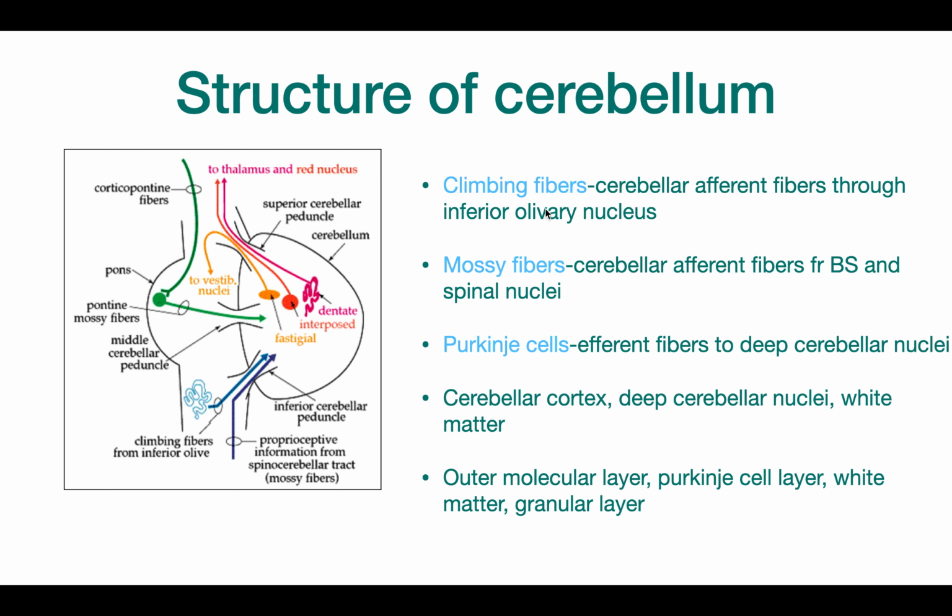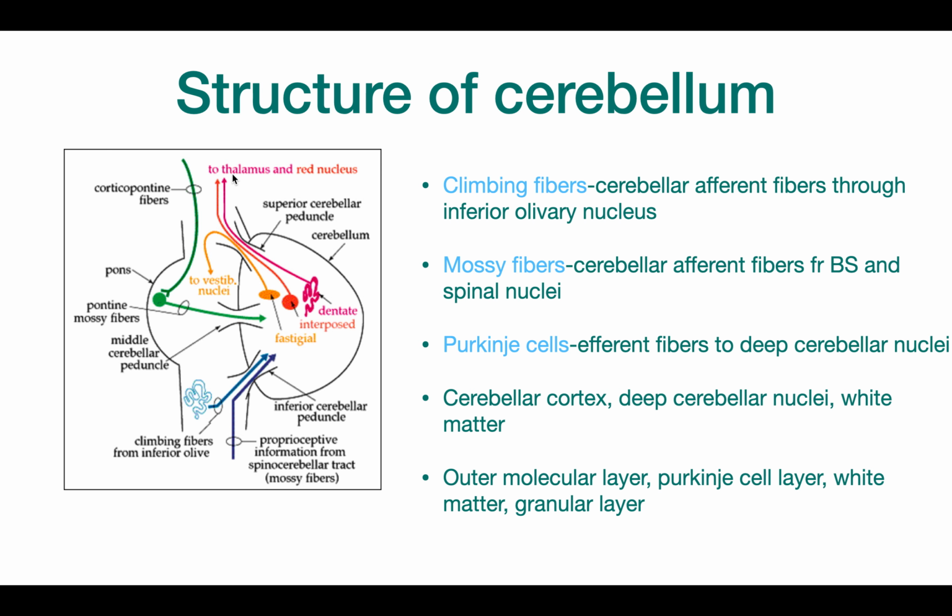The climbing fibers are your afferent fibers, and these go through the inferior olivary nucleus. The mossy fibers are the cerebellar afferents from the brainstem and the spinal nuclei. The Purkinje cells are the efferent fibers, and those go to the deep cerebellar nuclei. So here are your climbing fibers. Here are your mossy fibers. Here are your pontine mossy fibers, and the dentate and interposed will go to the thalamus and the red nucleus.